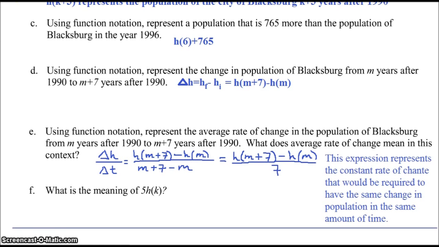This expression represents the constant rate of change that would be required to have the same change in population in the same amount of time. The population may not be changing at a constant rate, but what this expression tells us is the constant rate of change that we would need to have the same change in population in the same amount of time.